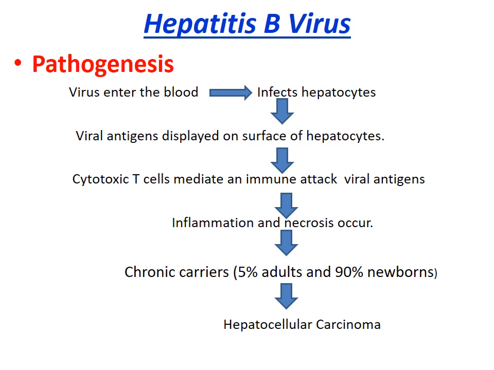Alternatively, malignant transformation can also occur because of insertional mutagenesis, because the HBV DNA integrates into the hepatocyte DNA. It has been seen that almost all the hepatocellular carcinoma cells have the integrated DNA in them.